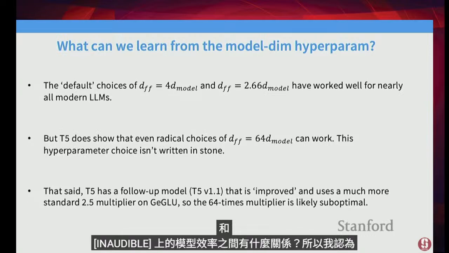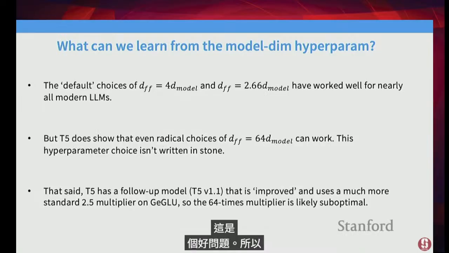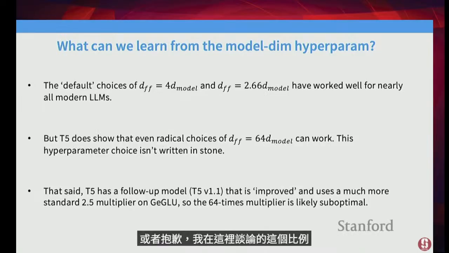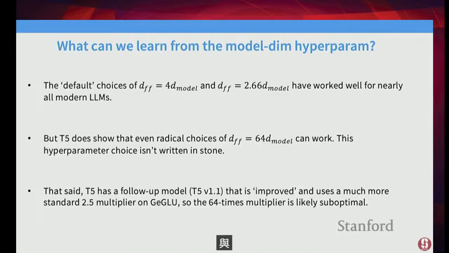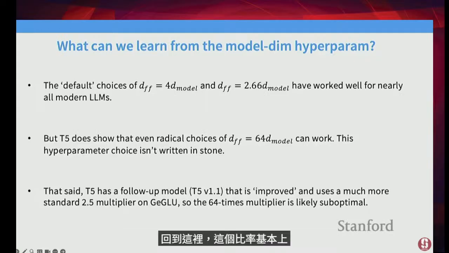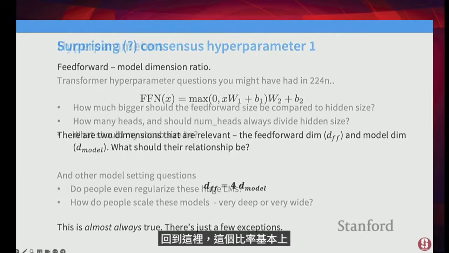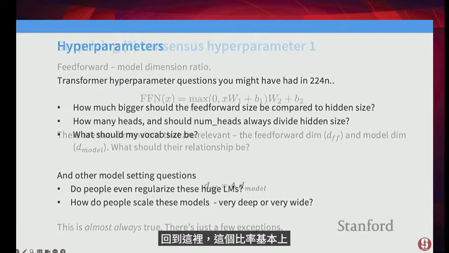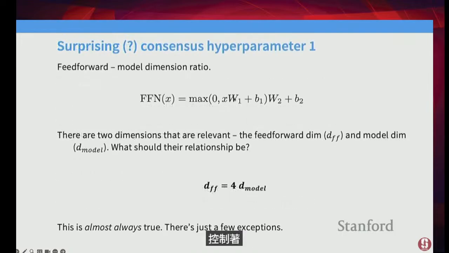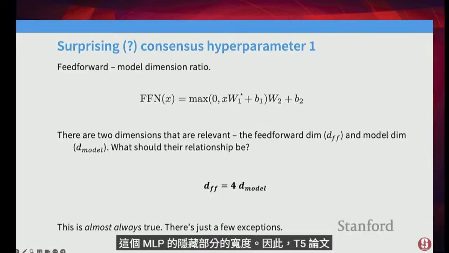Model efficiency, and yeah. Okay, so I think that's a good question. The question was, what's the relationship between this ratio that I'm talking about here and generally the impact on the model? If we go all the way back here, the ratio is controlling essentially how wide the hidden part of this MLP is.